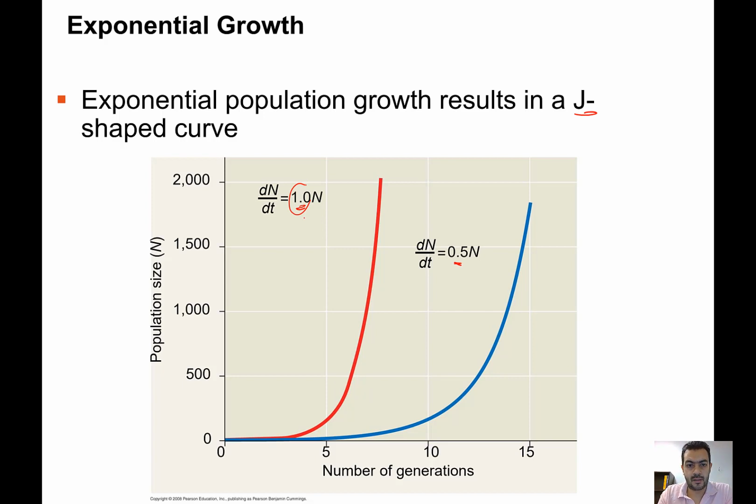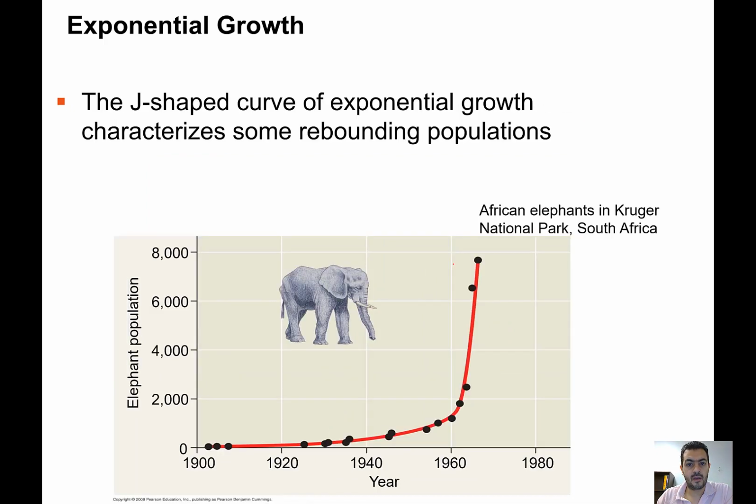So here 1, here 0.5. Because of that, the red curve is steeper than the blue one, because the R max is a larger or bigger value. So two examples we are going to show for the exponential growth. The first one comes from the African elephants in Kruger National Park, South Africa. So what happened there? They came up with a treaty to stop the extinction of elephants. So they stopped hunting elephants.